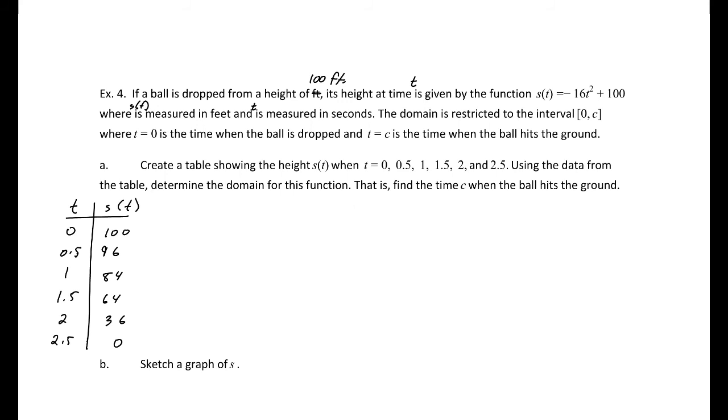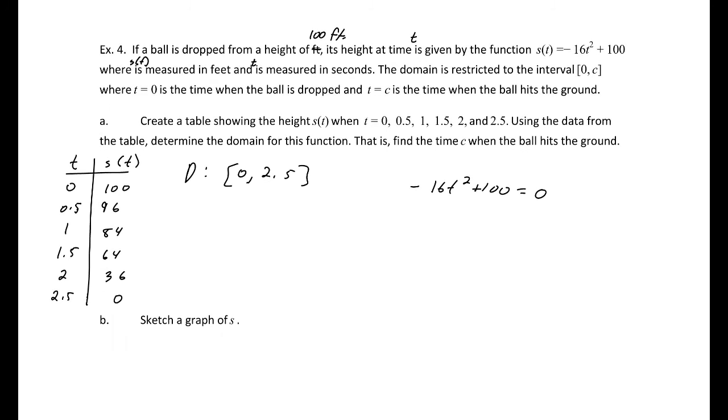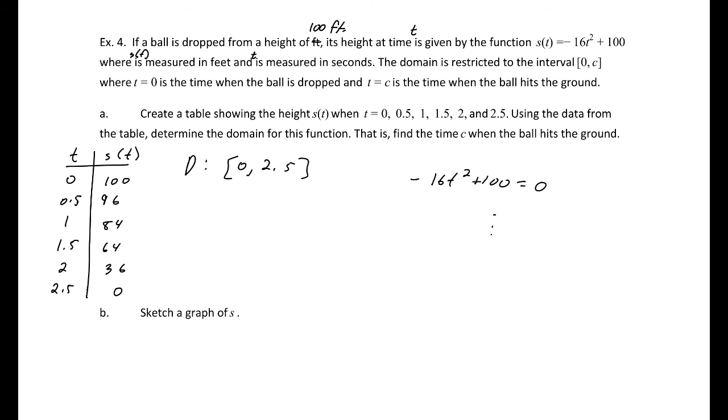So the domain of this function is 0 to 2.5. Now we could have very easily found that point where it hits the ground by finding the x-intercept. If we set this equal to 0, we should get, in fact, when we solve that, 2.5.